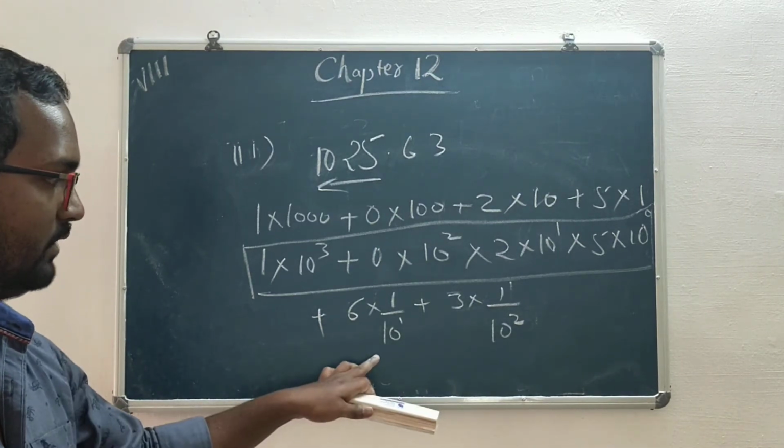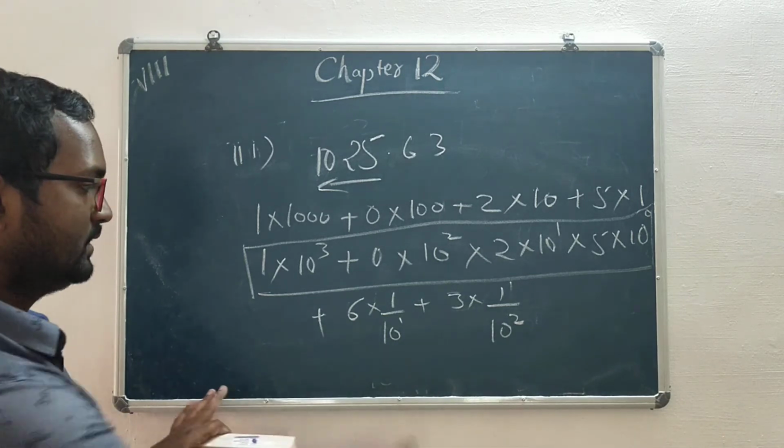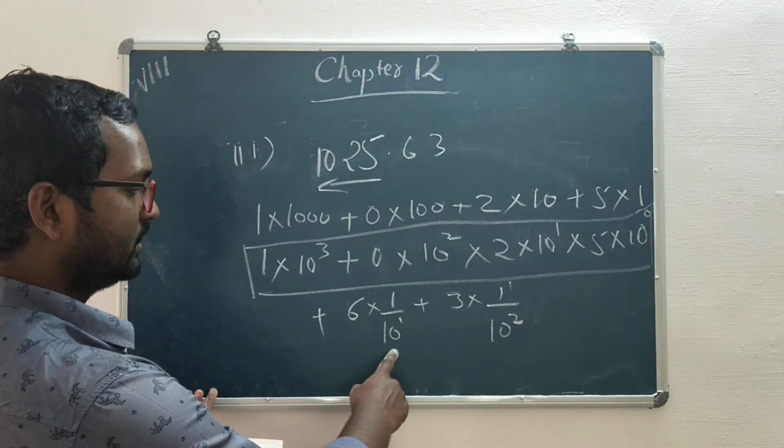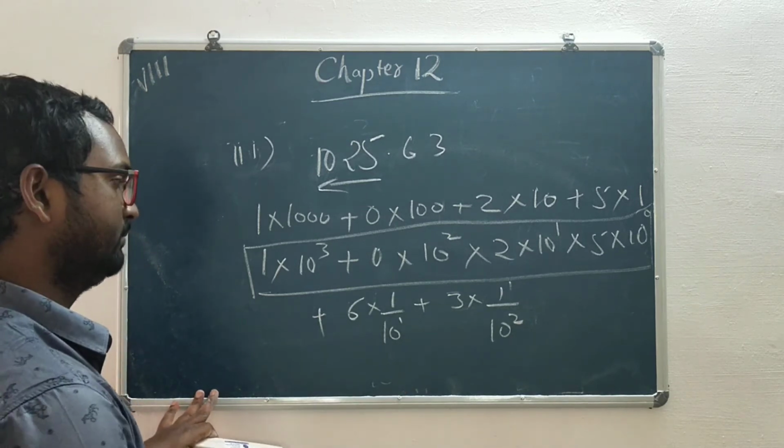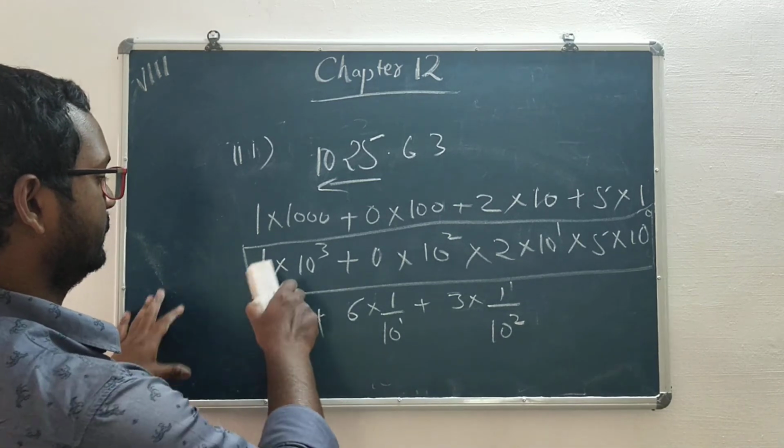Okay. Now this can be further solved as 10 power 6 into 10 power minus 1. This can further be solved as, let me show it to you.